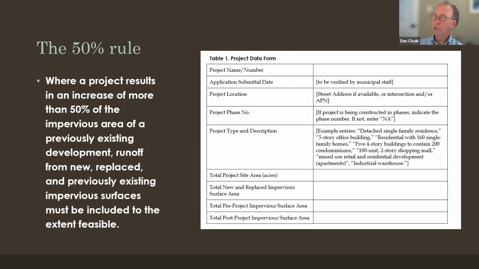And the project data form, which is included in both templates, for the small project and for the regulated project, has these things to fill in, and this is really intended to be a way of determining whether the 50% rule applies.